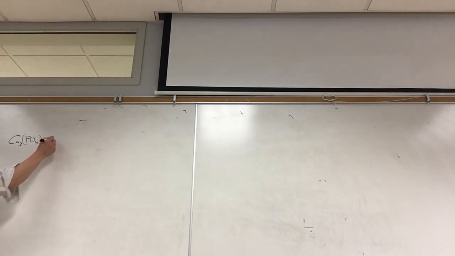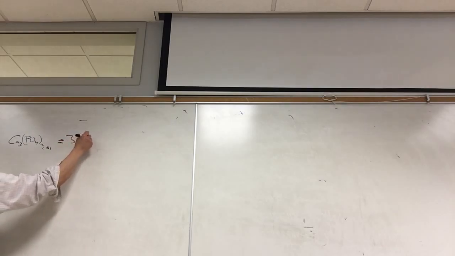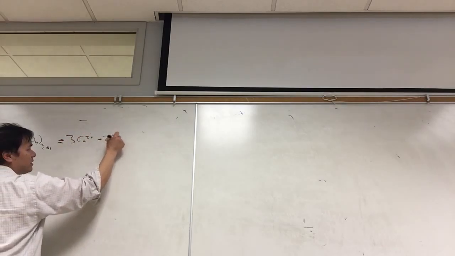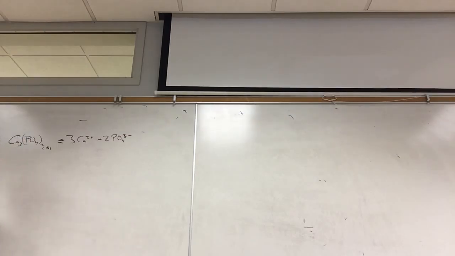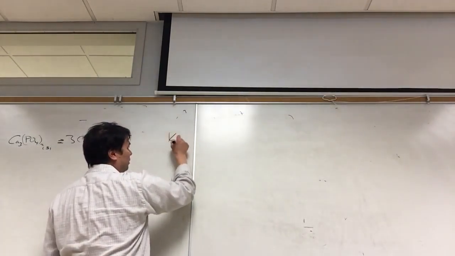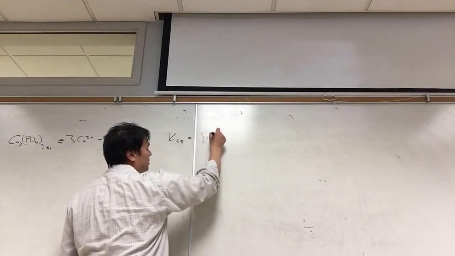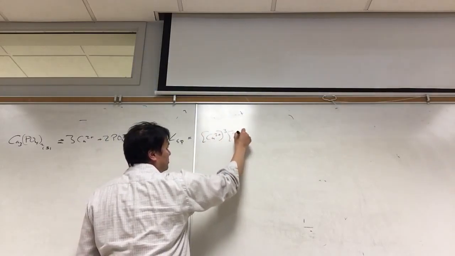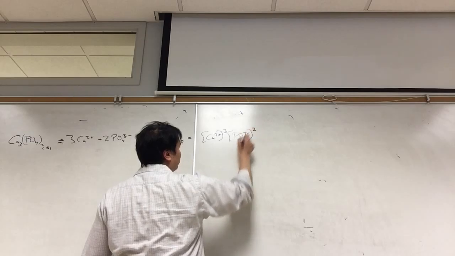One more thing I want to say about chapter 18. When we go into chapter 18, we have to start worrying about higher order equations. So if we're looking at calcium phosphate and we're trying to get the KSP equation, this is going to dissociate into 3 calciums and 2 phosphates here. And so the KSP expression is going to be the calcium concentration cubed times the phosphate concentration squared.